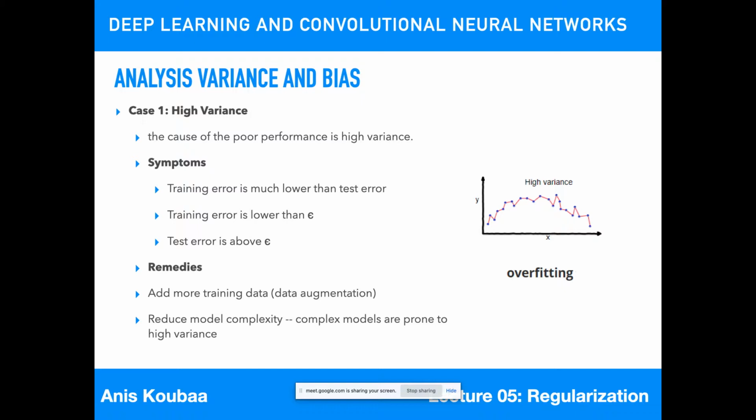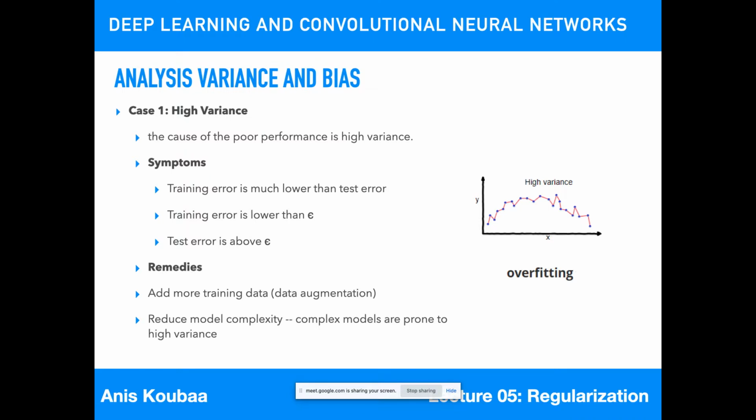When we say symptoms, it is what you observe to understand that there is high variance. First, the training error is much lower than the test error. This is basically the most important symptom. Or the train error is lower than epsilon, or the test error is above epsilon. Maybe we can have a certain threshold: the train error is smaller than the threshold and the test error is above the threshold. Basically it means the train error is lower than the test error. We have a big gap.